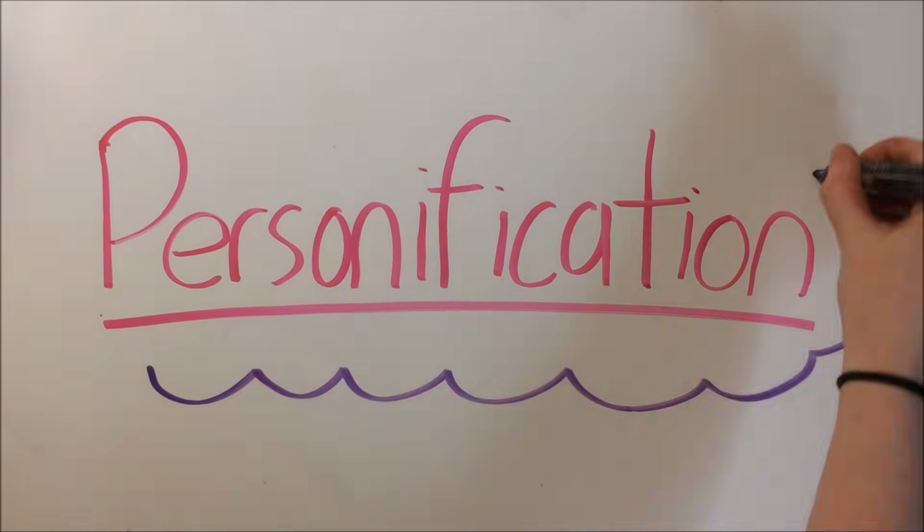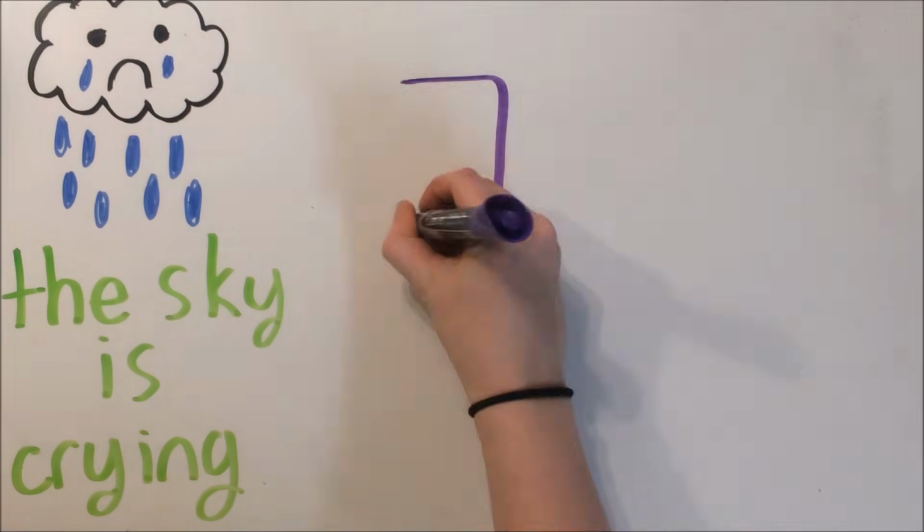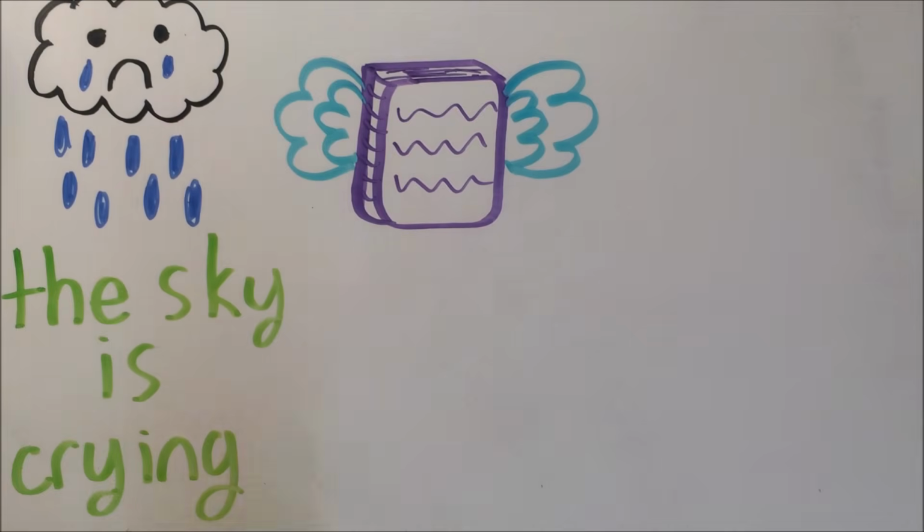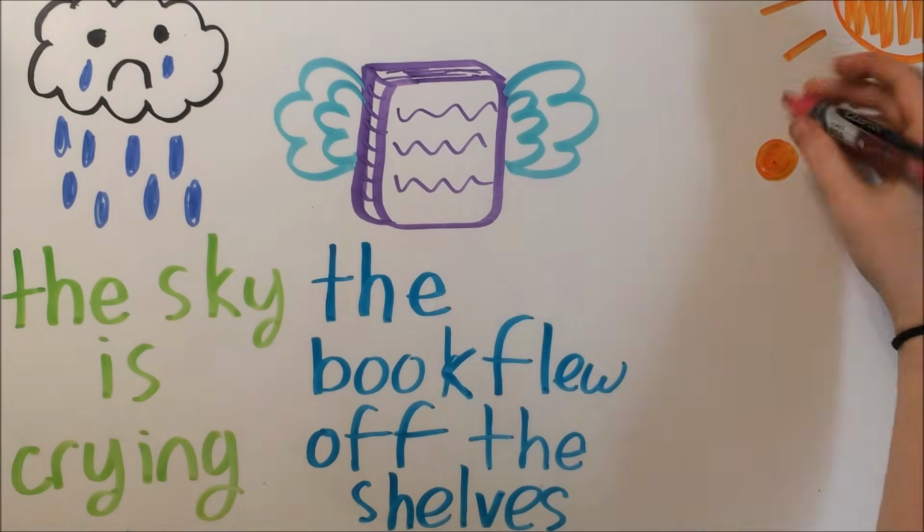The last literary device is personification. Personification is when an object, idea, or animal is given a human quality. In other words, it is when anything non-human is described in a way that makes it appear human.